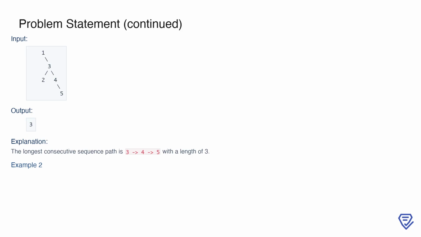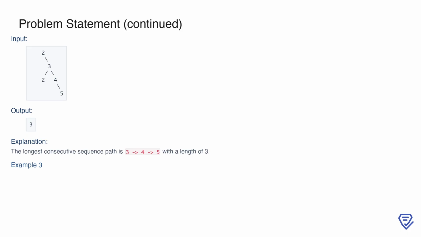Consider this binary tree where the root node has a value of 1, and it has a right child with the value 3. The node with value 3, in turn, has two children, a left child with value 2 and a right child with value 4. The node with value 4 further has a right child with value 5. In this case, the longest consecutive sequence path is formed by the nodes 3, 4, and 5. The values in this path differ by exactly 1, forming a valid sequence, and the length of this path is 3. Therefore, the output for this example is 3.